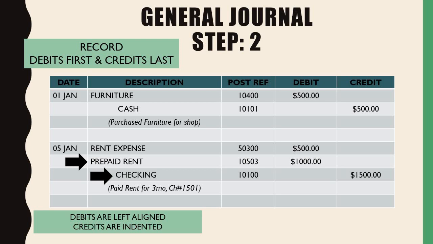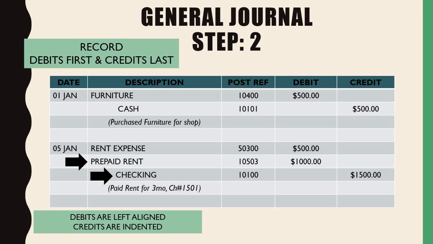In this case, that is the transaction, and we need to put it in a specific order. Your debits are typically going to go first, and those debits are usually left aligned. You can tell if it's a credit because you're going to indent your credit account, and here it is, your checking account.